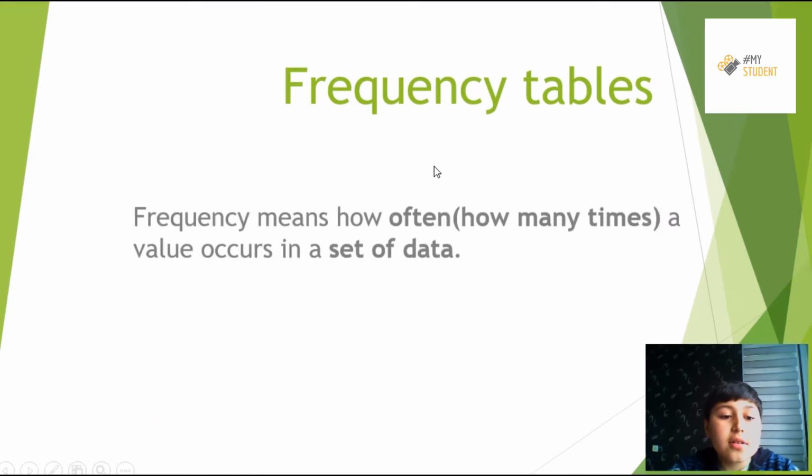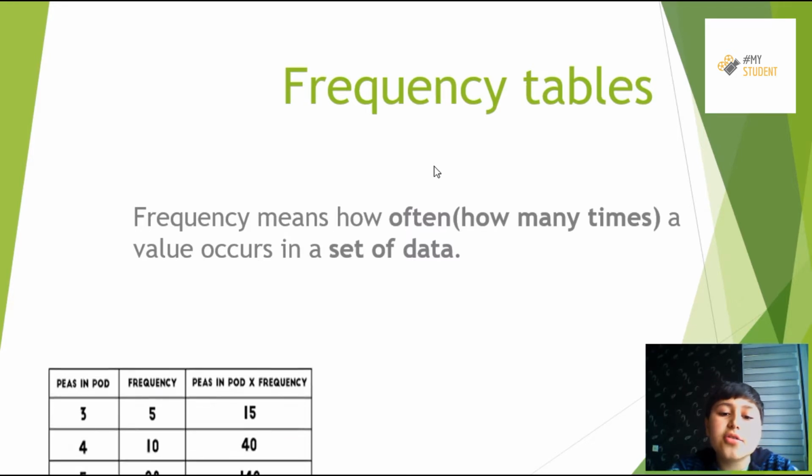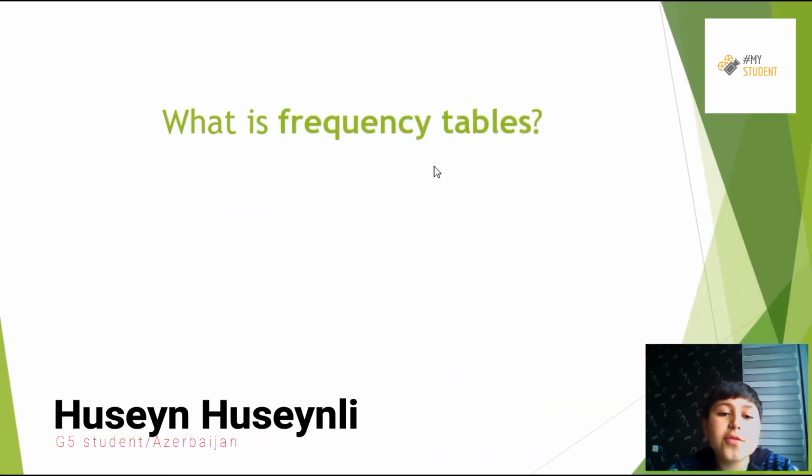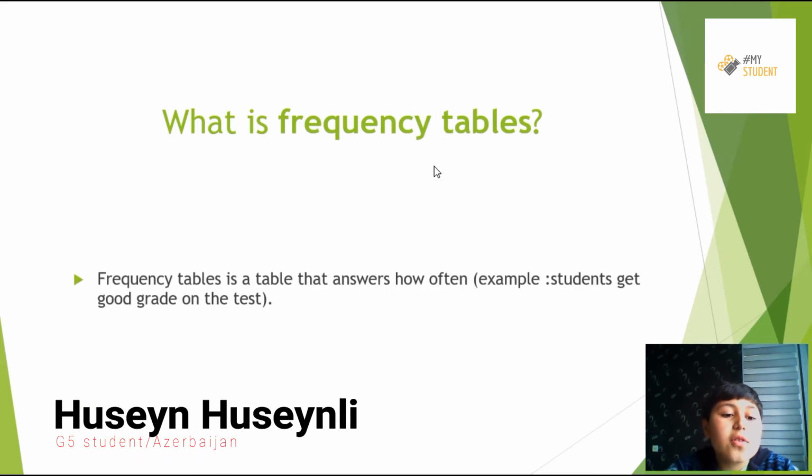Frequency tables. Frequency means how often a value occurs in a set of data. What is a frequency table? A frequency table is a table that answers how often students get a good grade on the test. Students getting a good grade on the test is an example.